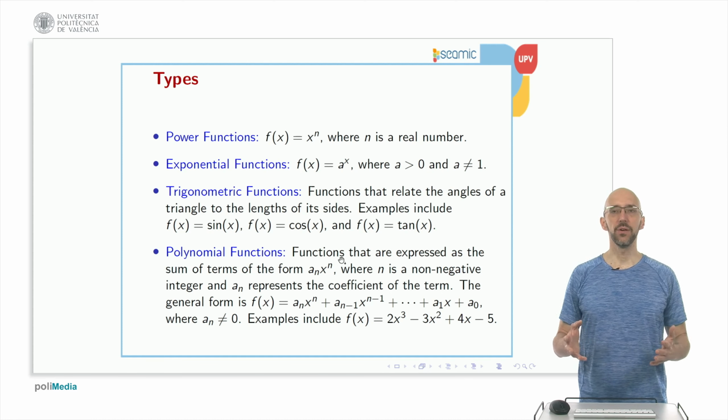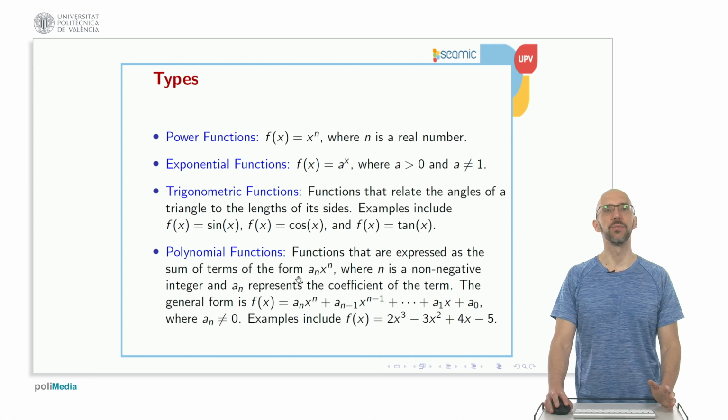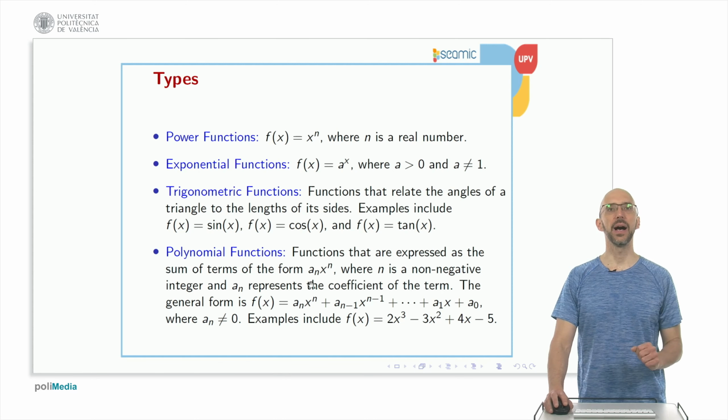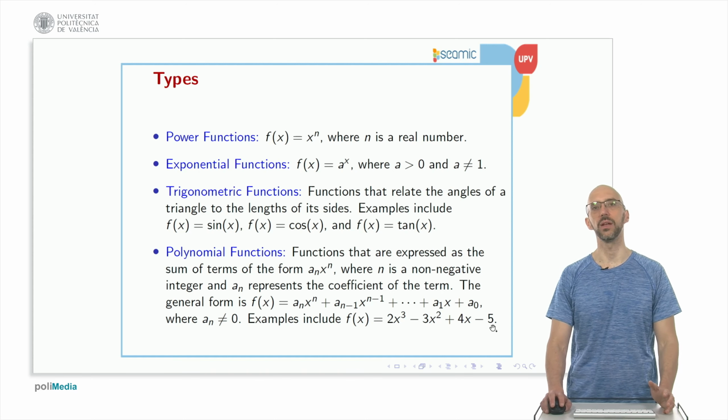Another function is polynomial functions. These are functions expressed in terms of the form a_n x^n. This number that multiplies x power n is called the coefficient, and n is the power. The highest value you have here is the degree of the polynomial. For example, look at the final example: 2x cubed minus 3x squared plus 4 times x minus 5. This is a polynomial of degree 3 because the maximum exponent is 3. Okay, and the coefficients of this polynomial are 2, -3, 4, and -5.